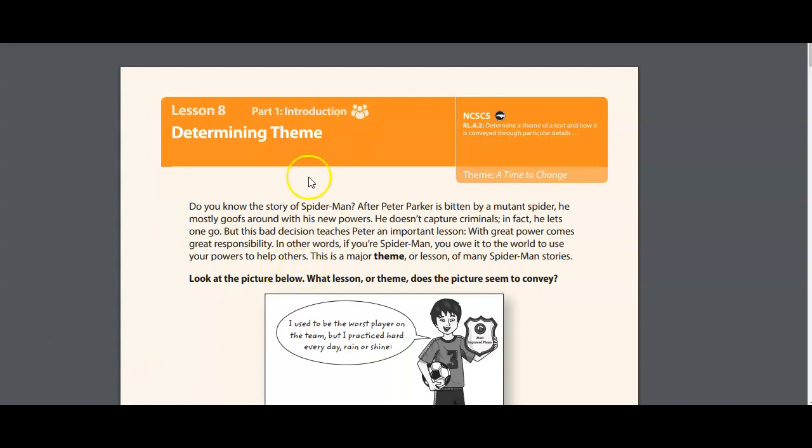So let's look at our worksheet. We're going to get started. Determining the theme. Do you know the story of Spider-Man? After Peter Parker is bitten by a mutant spider, he mostly goofs around with his new powers. He doesn't capture criminals. In fact, he lets one go. But this bad decision teaches Peter an important lesson. With great power comes great responsibility. In other words, if you're Spider-Man, you owe it to the world to use your powers to help others. This is a major theme or a lesson of many Spider-Man stories.